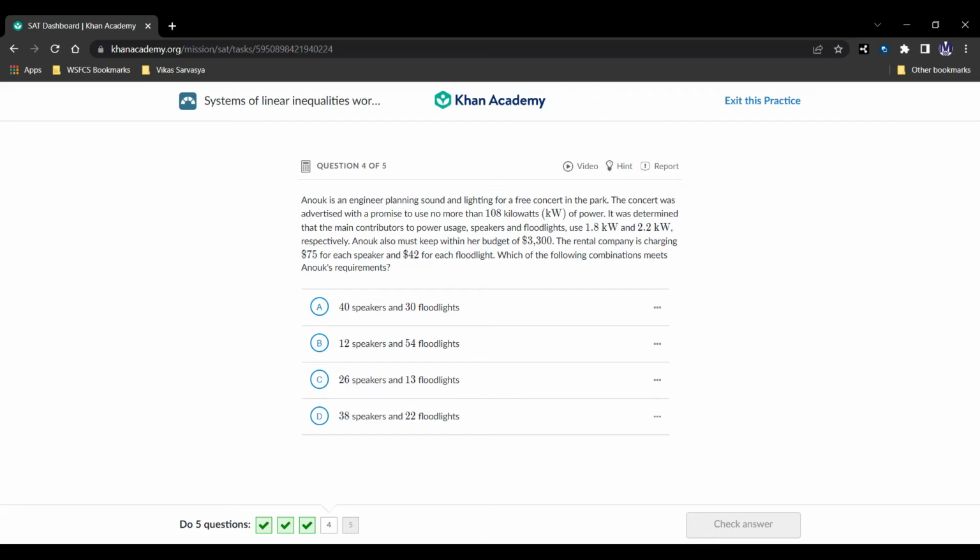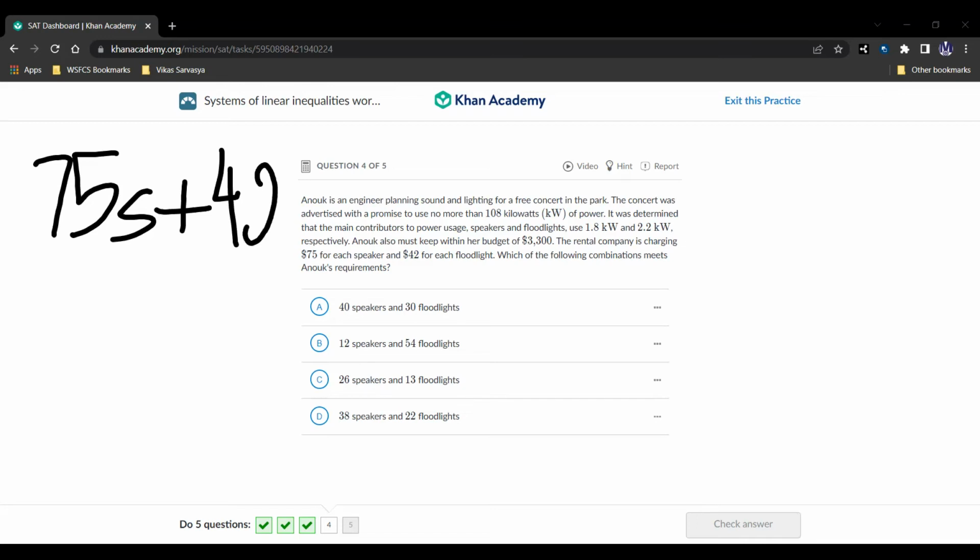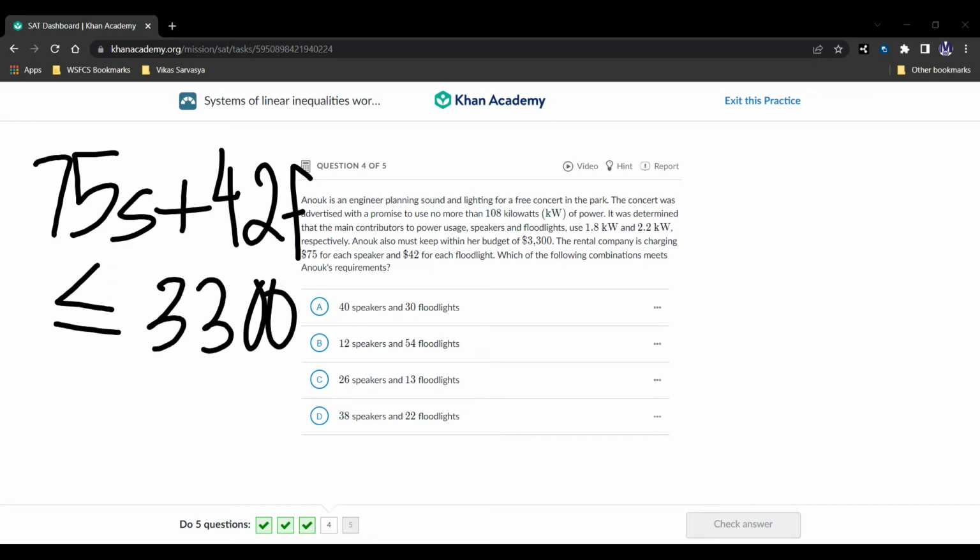All right, so for each speaker, we can say we have S speakers. So there should be 75S, that's the amount of money we're spending on speakers, and 42F for the amount of floodlights. That should be less than or equal to her budget of $3,300. Now, this is calculator active, so pull out your calculator and we can see if any of these answer choices does not fulfill this first inequality that we've written down.